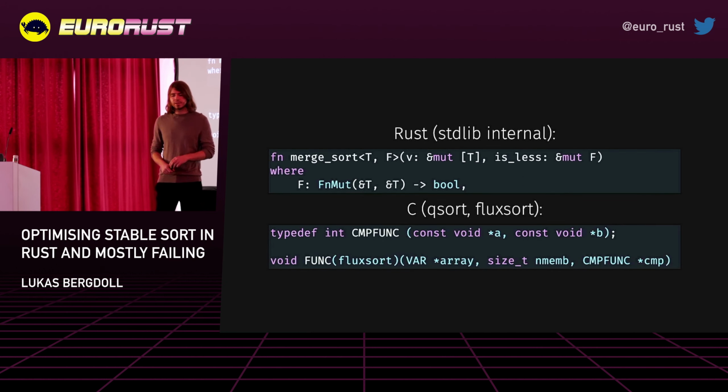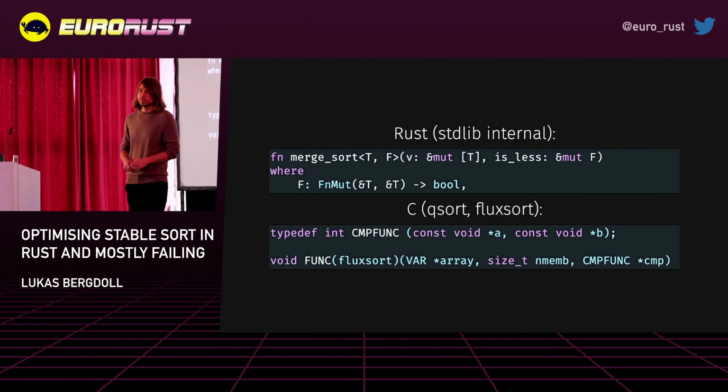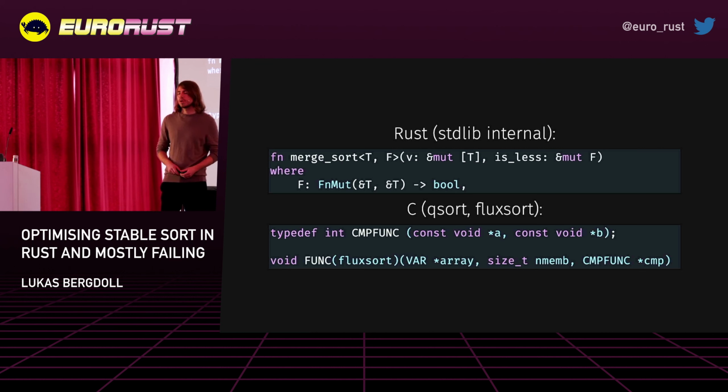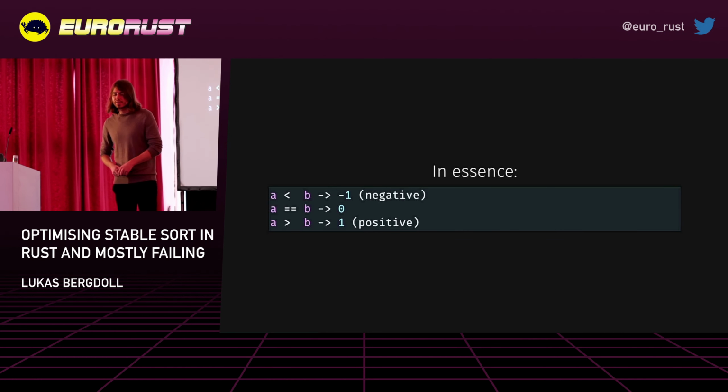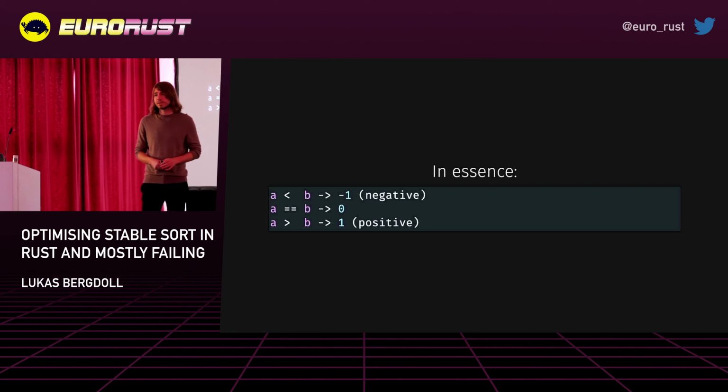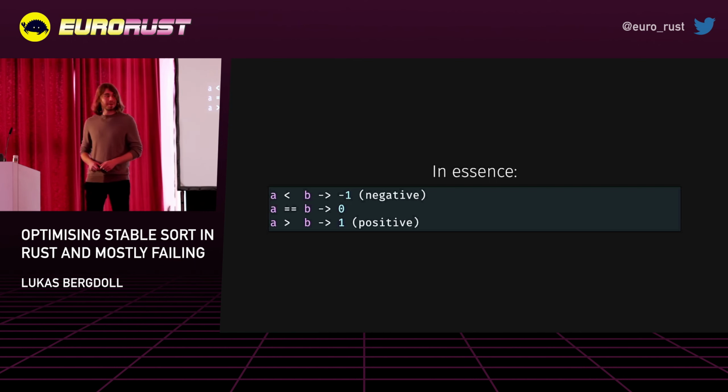In contrast, in C, in the standard library qsort, and in FluxSort also, the contract they're going by is that the comparison function returns an integer. We can take a look at the documentation, but in essence, it means you get a negative number. I guess I'm standing in front of the screen. Okay.